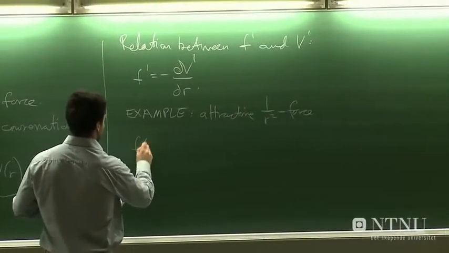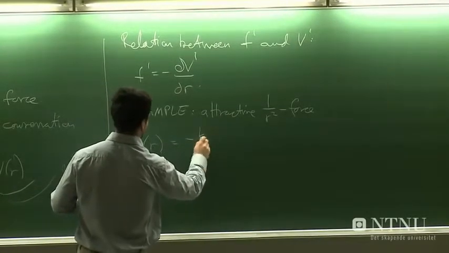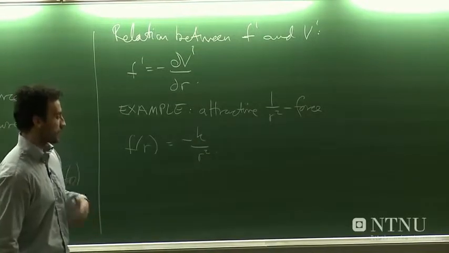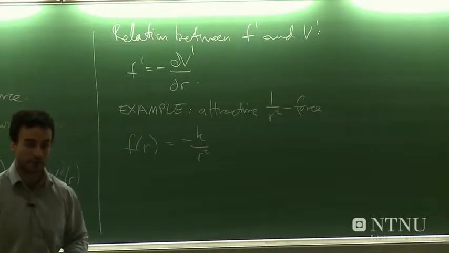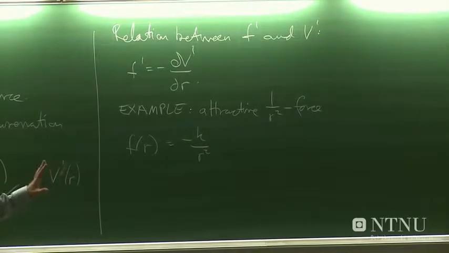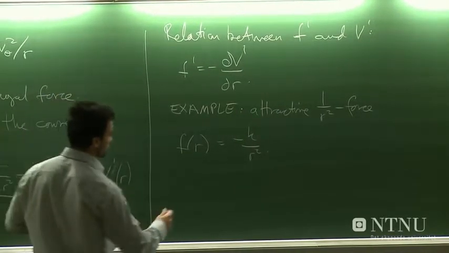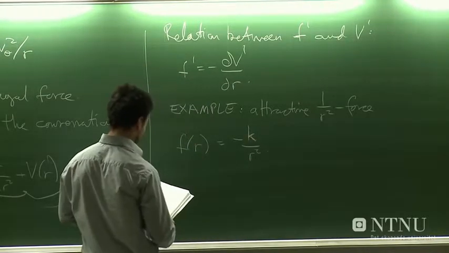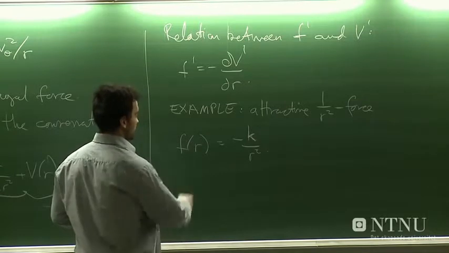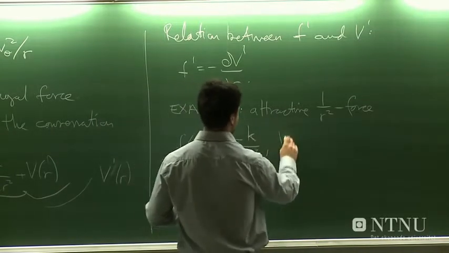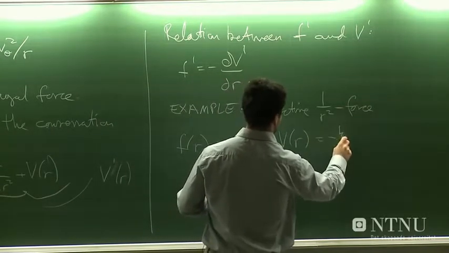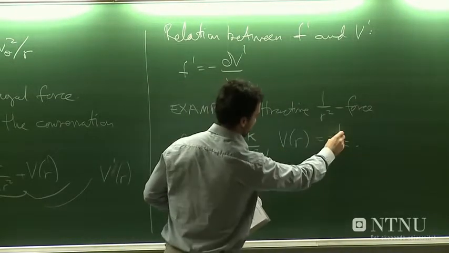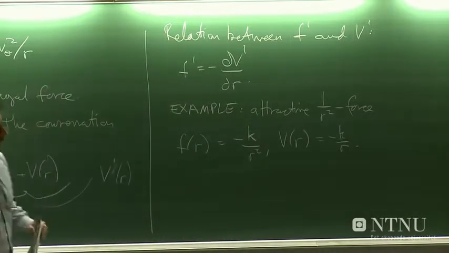Okay, so the force is written like this, where K is some constant characterizing the strength of the force and also giving it its proper dimension. So with this force, this relation here implies that the potential has to be given like this, minus K over r.